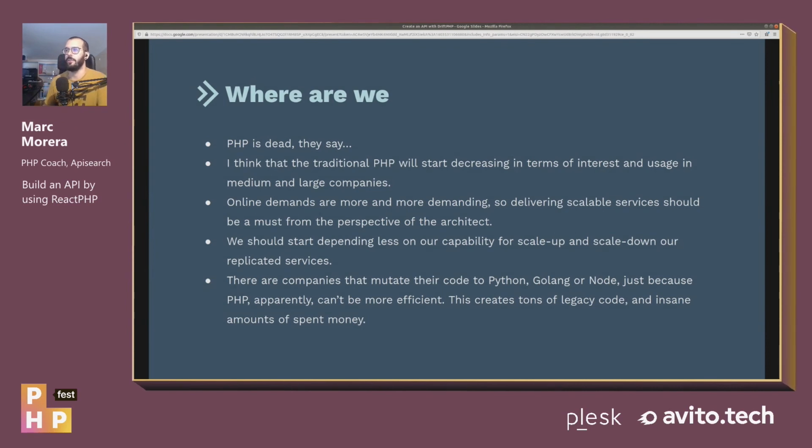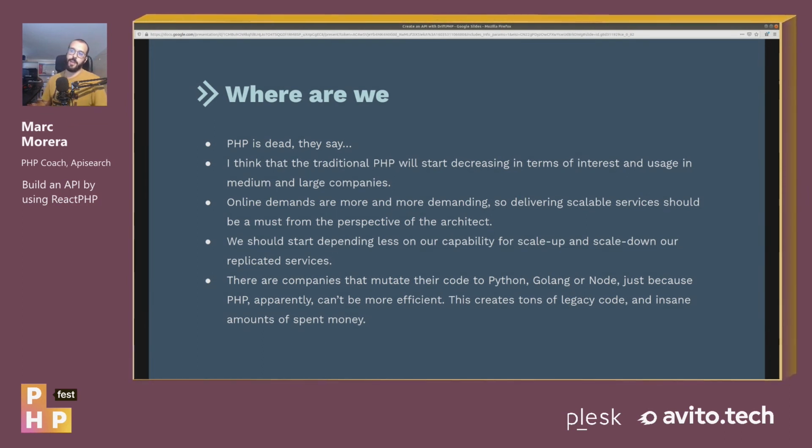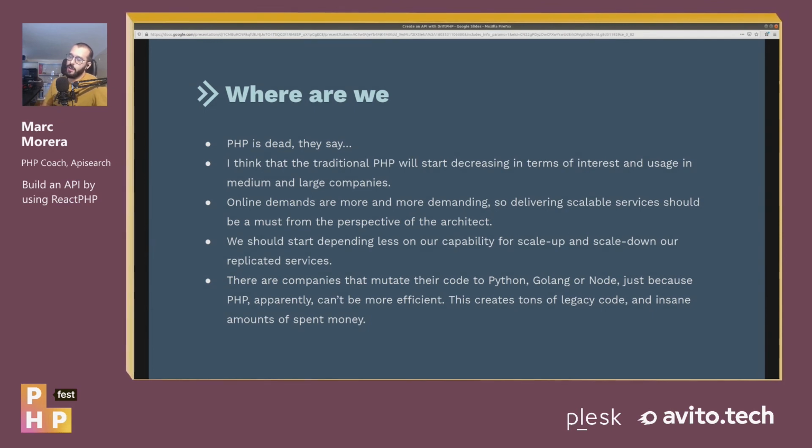This is basically the consequence of having an environment that day by day requires us to make more performant applications, like e-commerce, for example, basically because each day we have more customers to serve. So to be honest, having that scenario, we as architects should start depending less on that scale up, scale down systems with our services replicated.